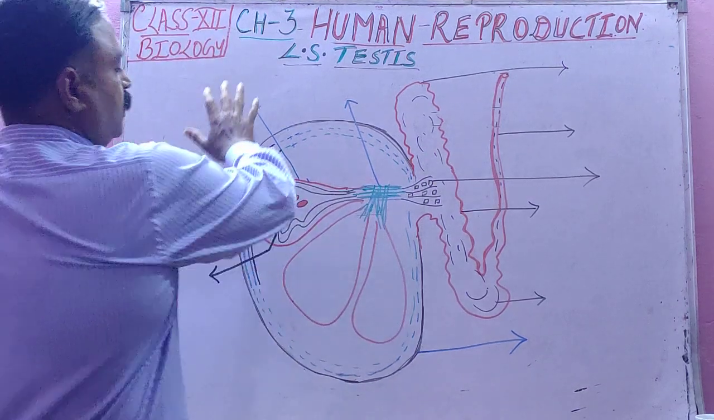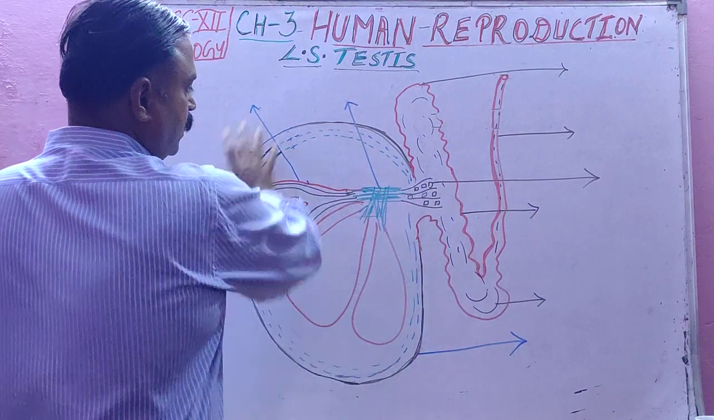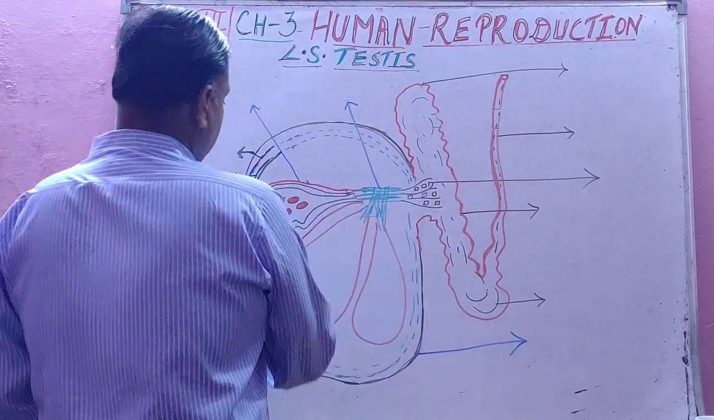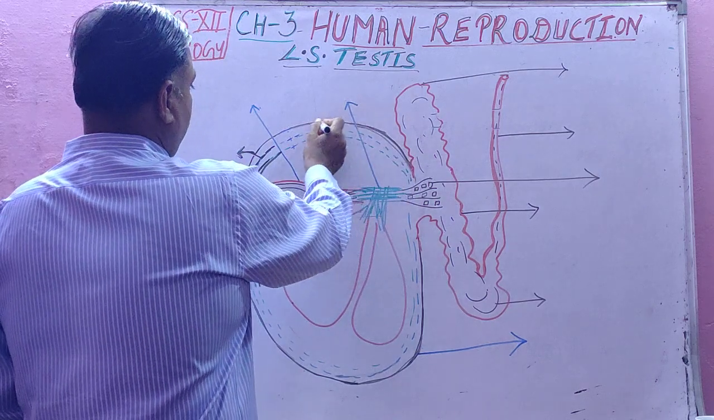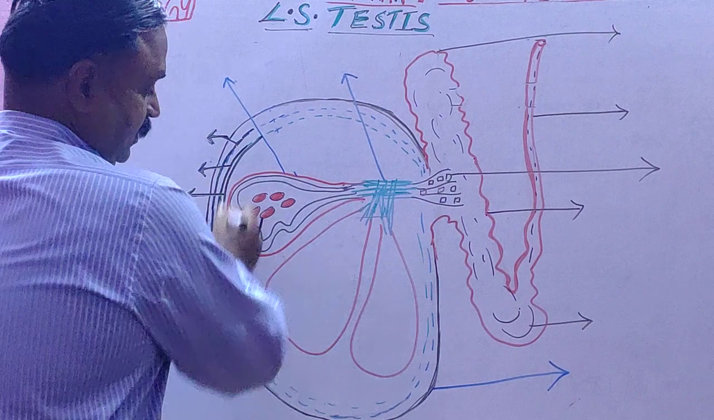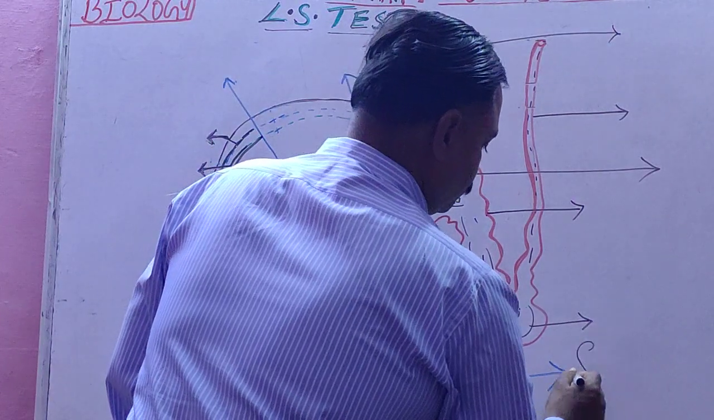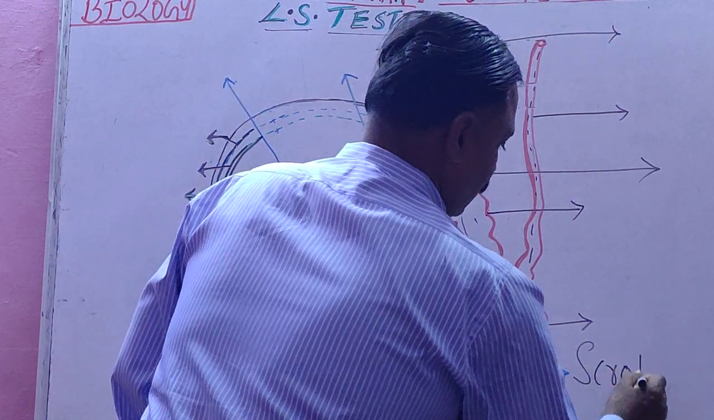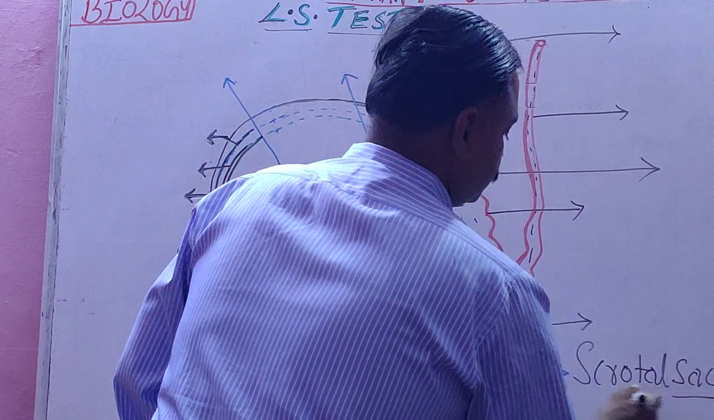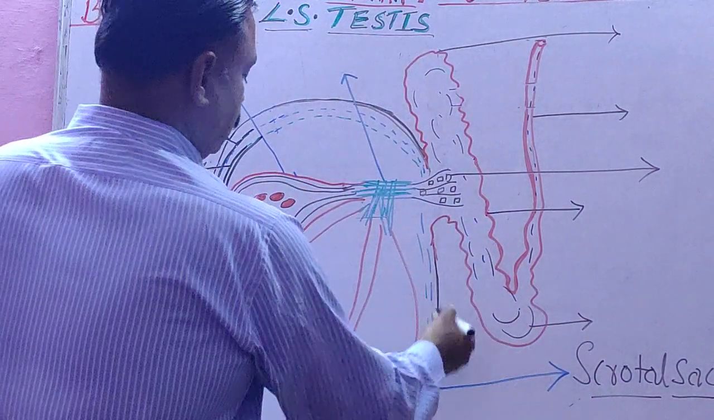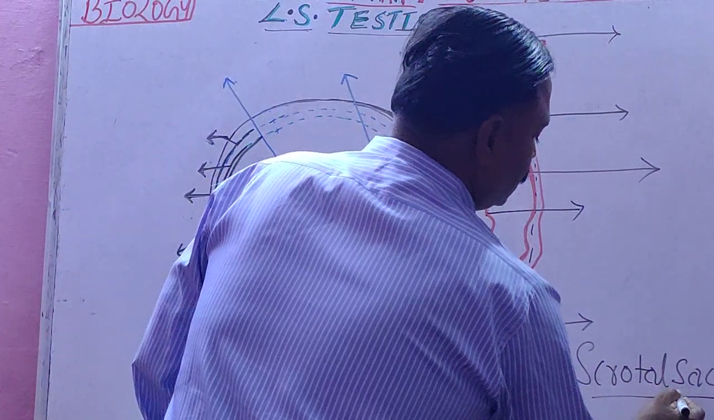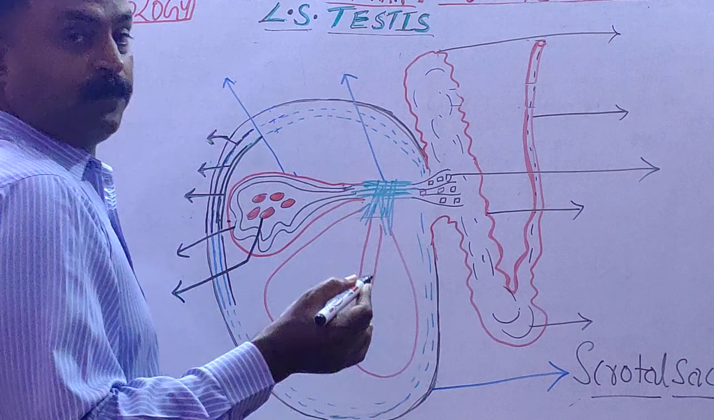So student, this is longitudinal section of testes. Testis is protected in a sac. This black line you are observing, student, this black line, outermost one. This sac is called scrotal sac or scrotum, isn't it? Testis protected in a sac called scrotal sac or scrotum.